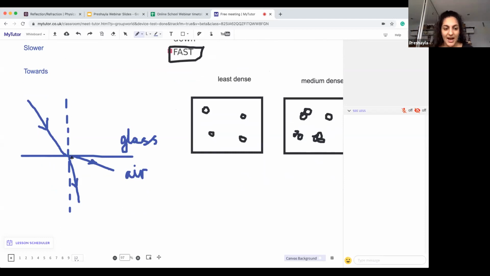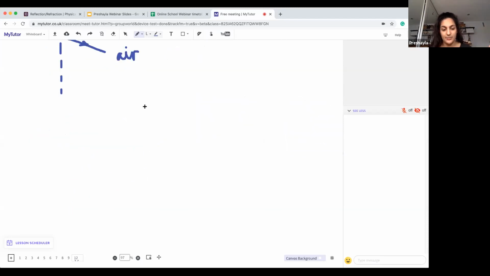Well, if you were to carry on that incident ray a bit, what you'll see is that going above it is going away from the normal, and going below it is going towards the normal. And that's how you know. So this is going away from the normal because it's getting faster. Now let's try the second scenario.